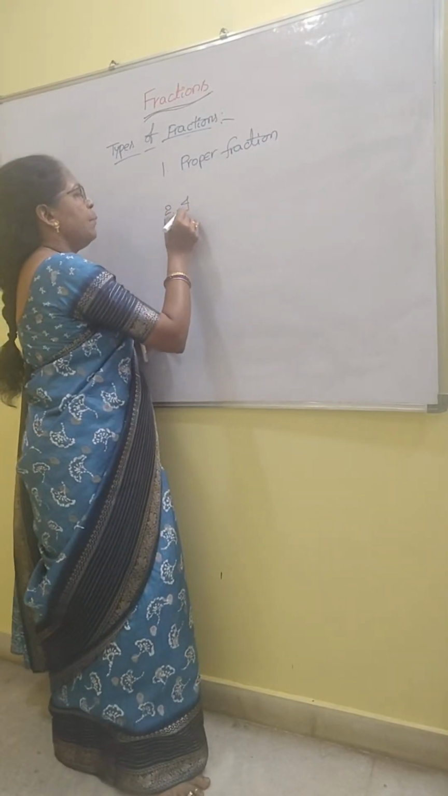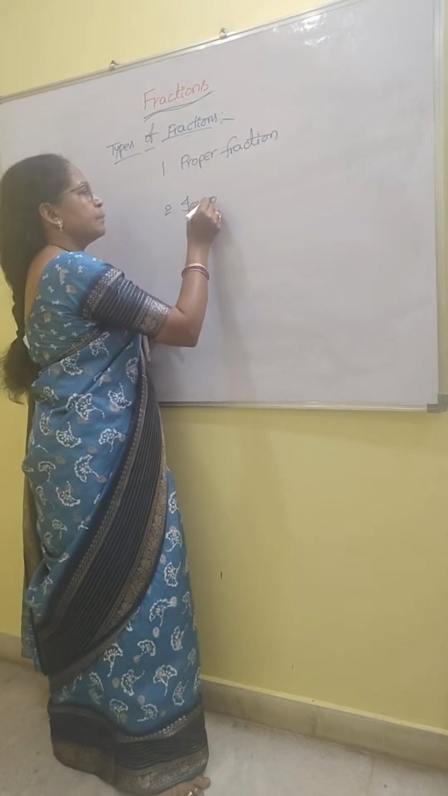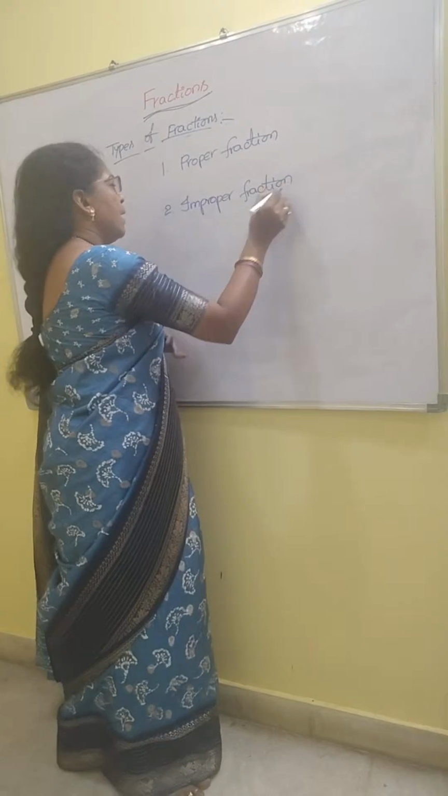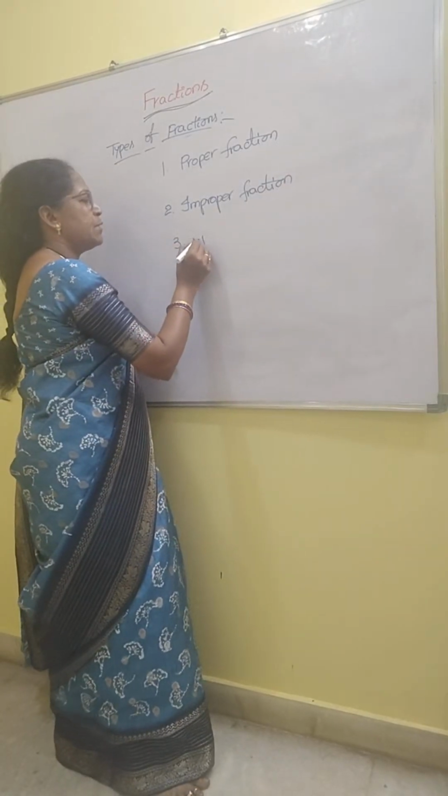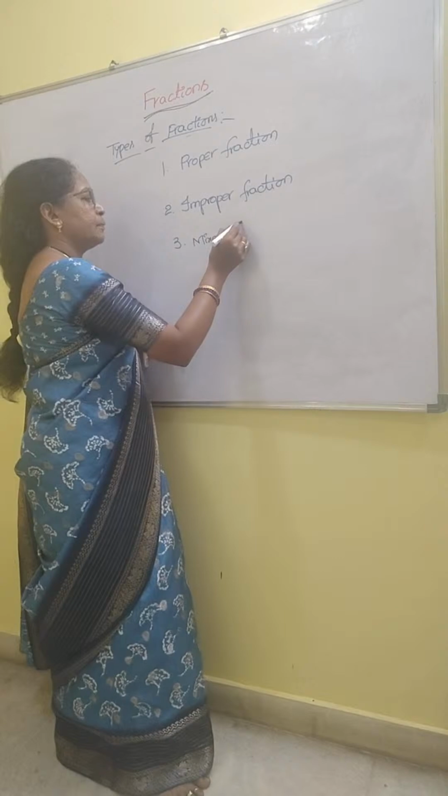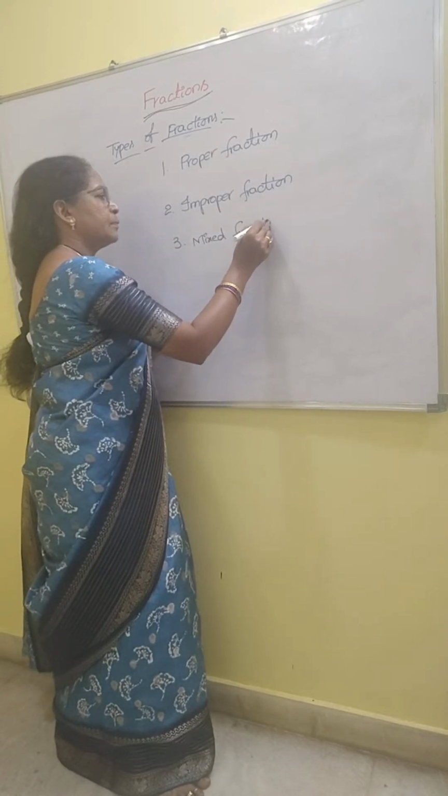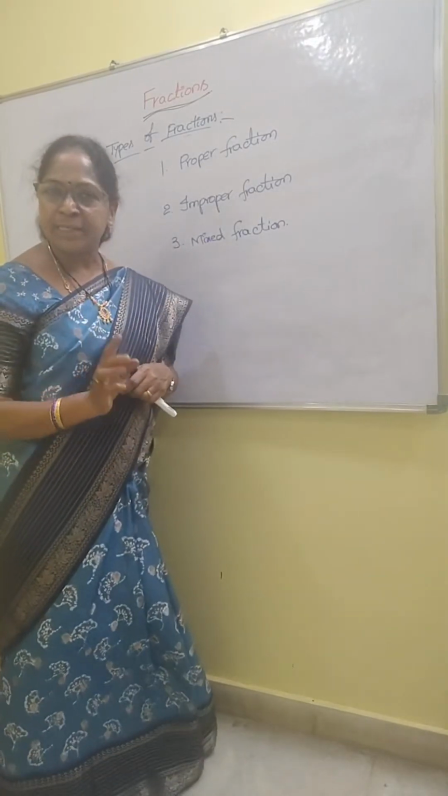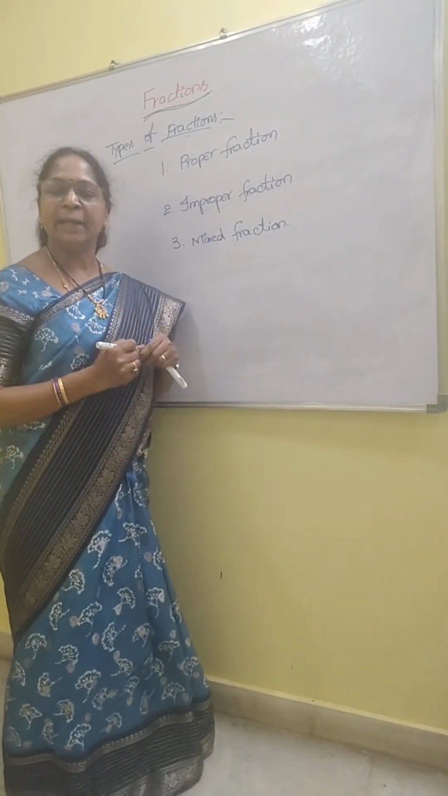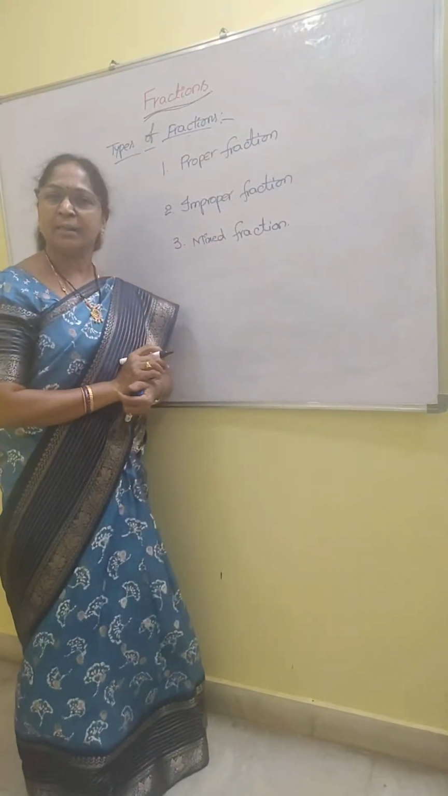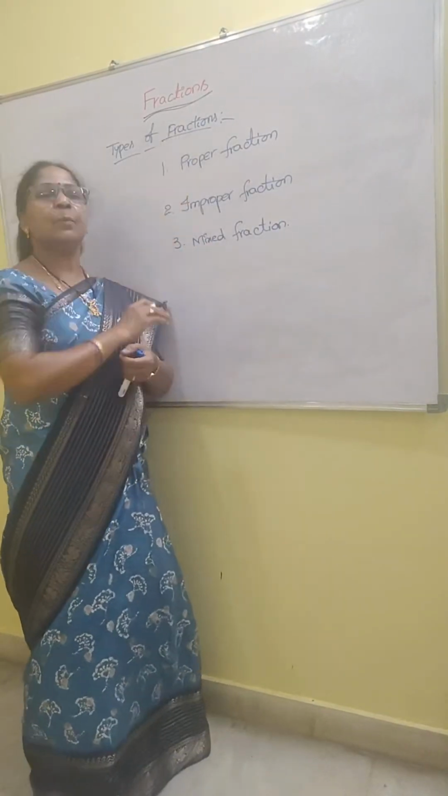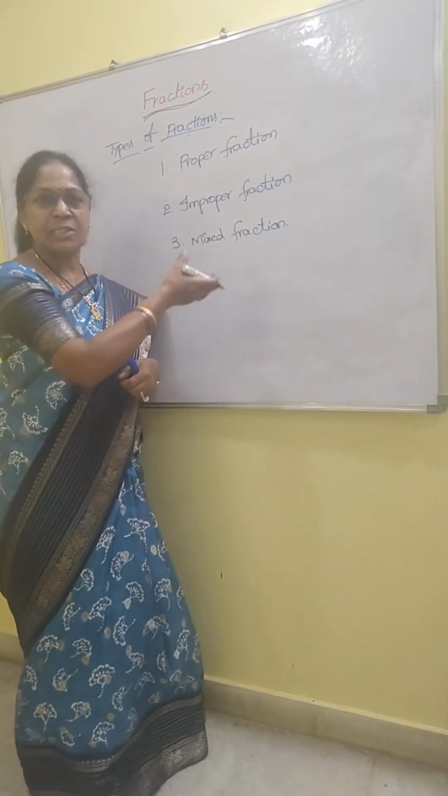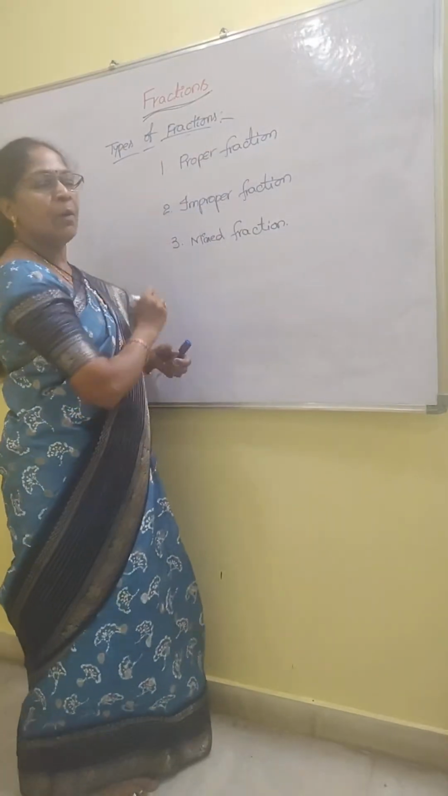Second one is improper fraction. And third one is mixed fraction. These 3 are the types of fraction. First one is a proper fraction, second one is improper fraction, and third one is mixed fraction. So what is a proper fraction and what is improper fraction and what is mixed fraction? Just we will see. Let us discuss about proper fraction.